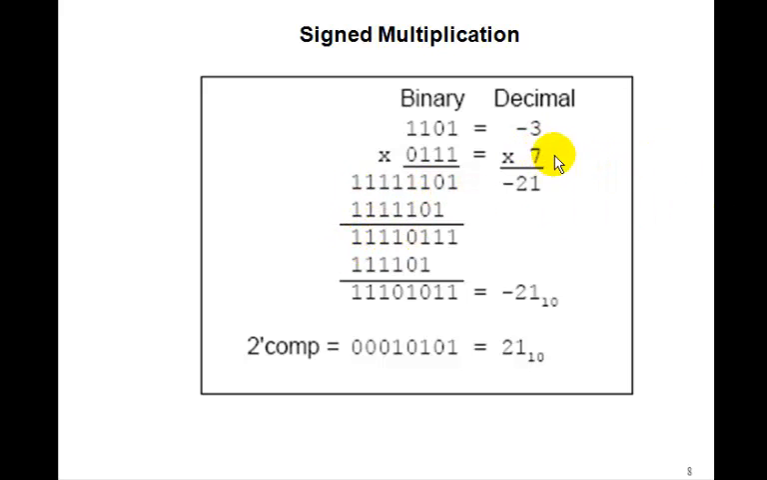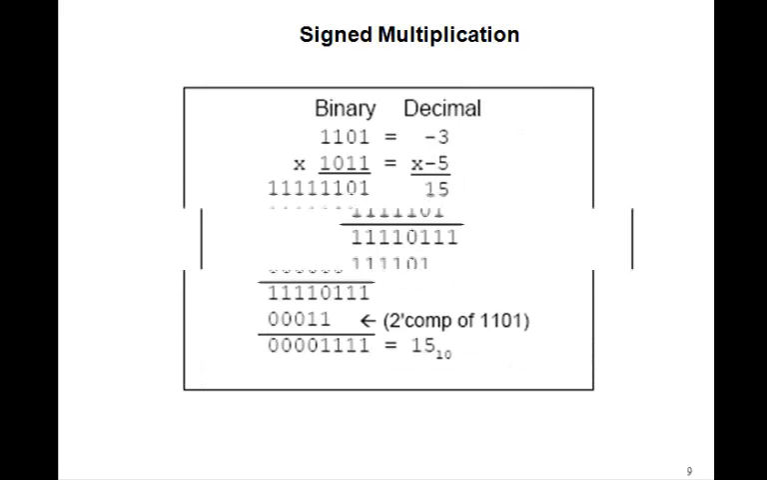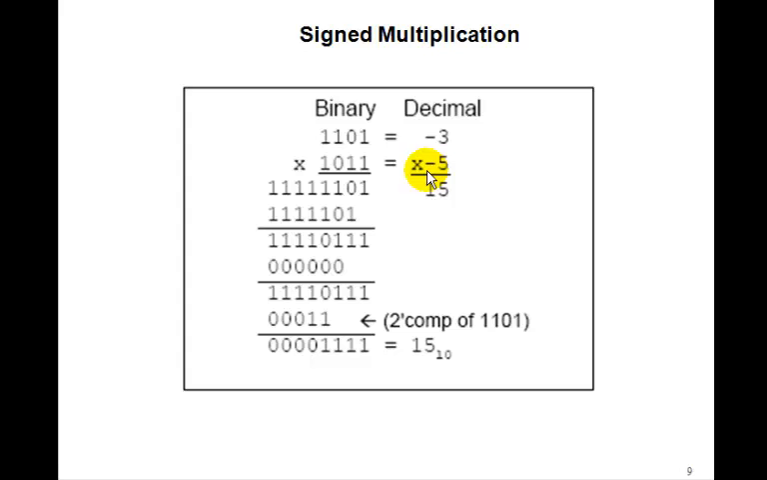Now that works if this multiplier is positive. However, if the multiplier is negative, so they're both negative now, well, minus 3 times minus 5 is plus 15. It works almost the same way, except you have to do one extra step. Here you multiply 1, they get sign extended, 1, sign extended. You add these, you get a 0.